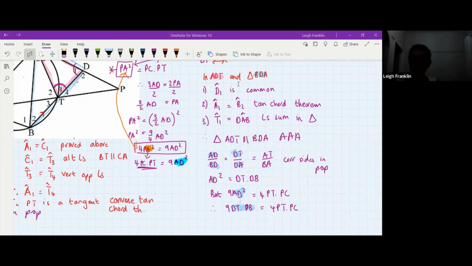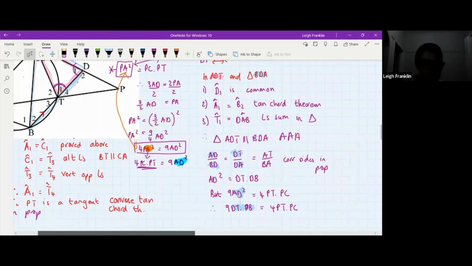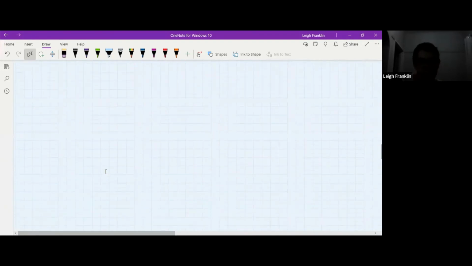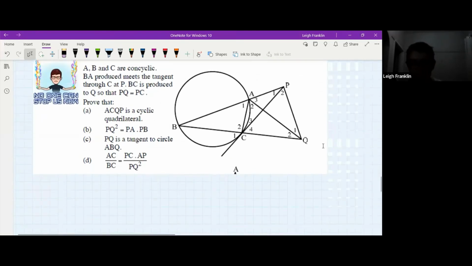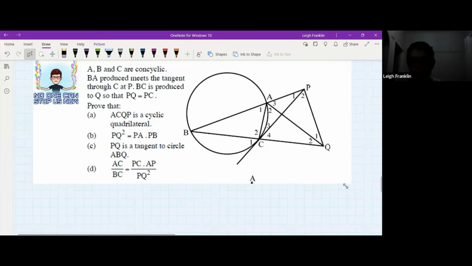All right, let's go and have a look at another one. That's going to be the last one that we're going to be able to do this evening. So the other question is here. Hopefully this is big enough and everybody can see it okay. They've told us that A, B, and C are concyclic. That just means that they lie on a circle, on the same circle.